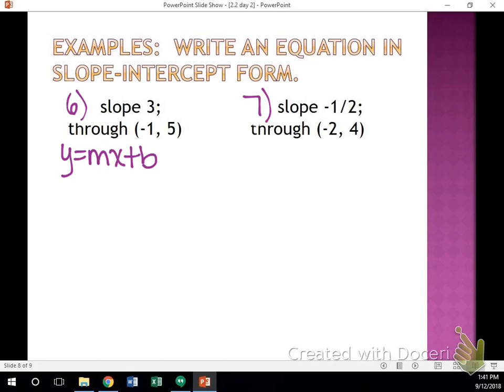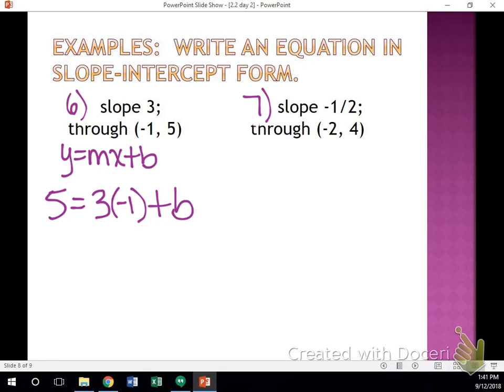Okay, step 2 from those steps we just wrote. Substitute the slope in for m. 3 goes in for m. What am I going to plug in for y? 5, from my point. 5 for y, and what for x? -1. Again, that came from that point they gave me. So I plugged in my m, my y, my x. Now I can solve this equation for b.